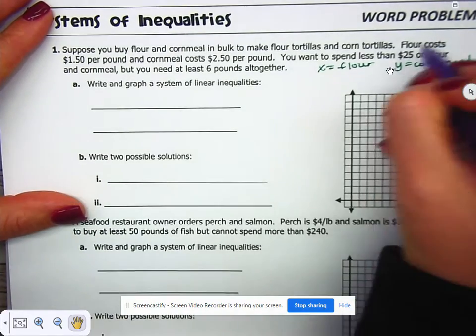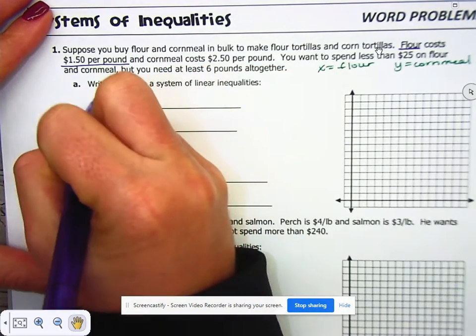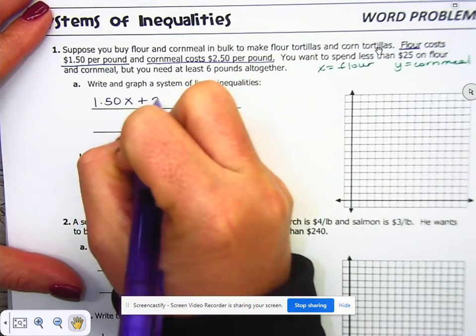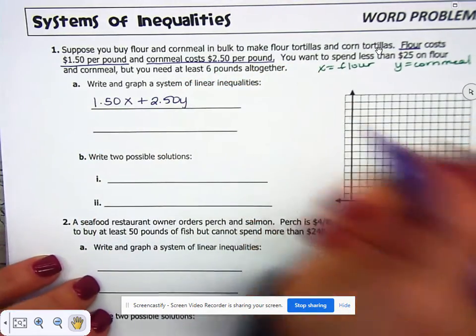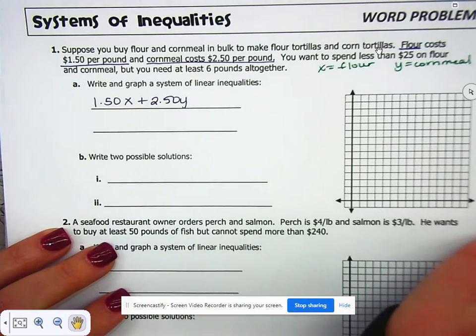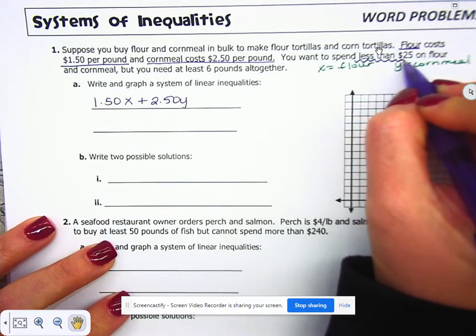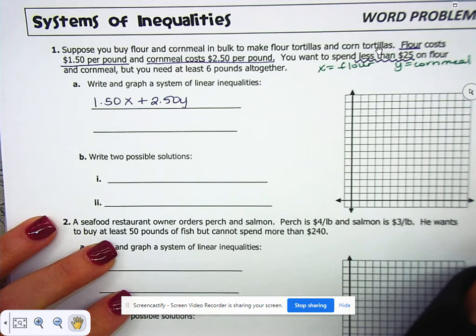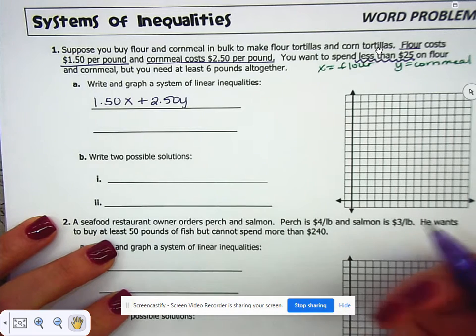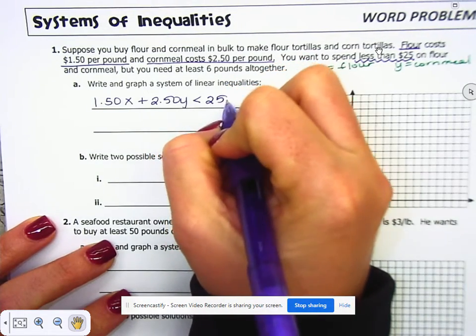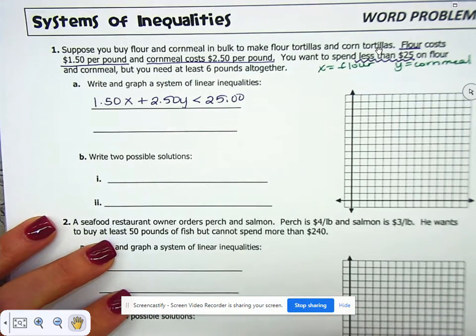Reading through here, flour is $1.50 per pound, so that's $1.50 X. Cornmeal is $2.50 per pound, so plus $2.50 Y. So that's our initial equation, and we've done that before with regular system of equations word problems. But right here is important: you want to spend less than $25. Less than 25 does not include 25, so we want that to be less than $25. Okay, so that's our first equation.